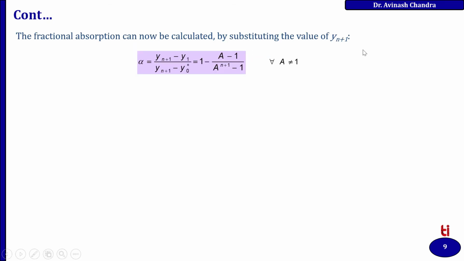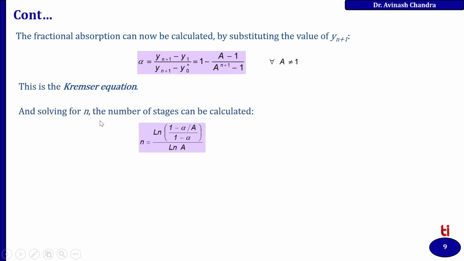Absorption can now be calculated by substituting the value of y(n+1). We know that alpha equals (y(n+1) minus y1) upon (y(n+1) minus y0 star), which equals (1 minus A) upon ... that is, (A^(n+1) minus A) upon (A^(n+1) minus 1). This is the Kremser equation for the countercurrent cascade.